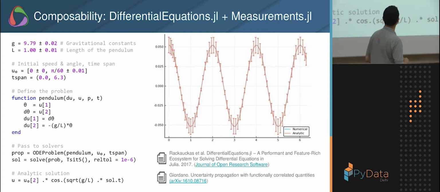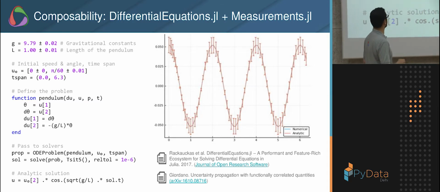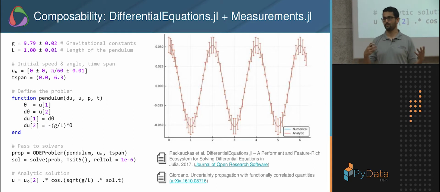But it turns out that I can now create, so the measurements package allows me to use this syntax right here. So, G is the gravitational constant, 9.78, and I do plus minus 0.02. So that's the uncertainty in the input, right? I may not know the value of G 100% accurately, so I have a little error bar on it.